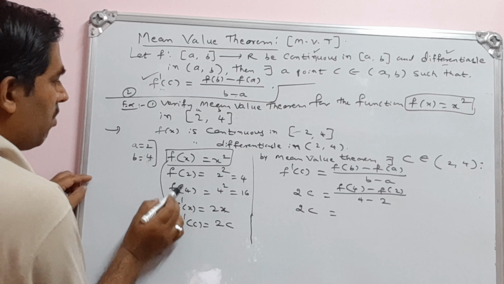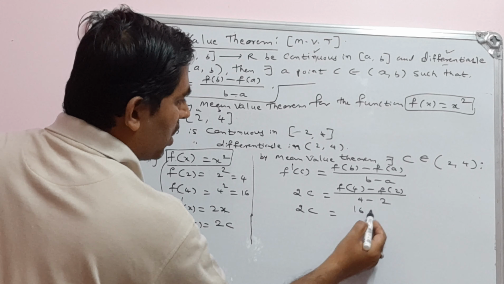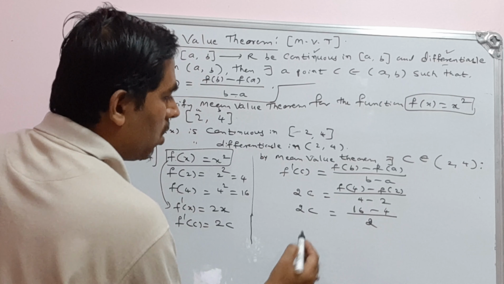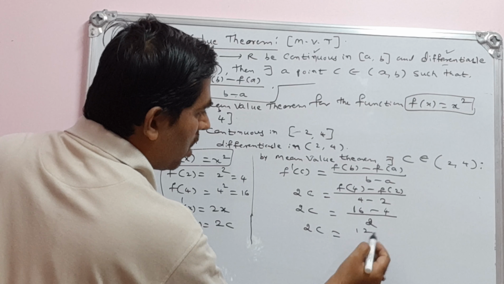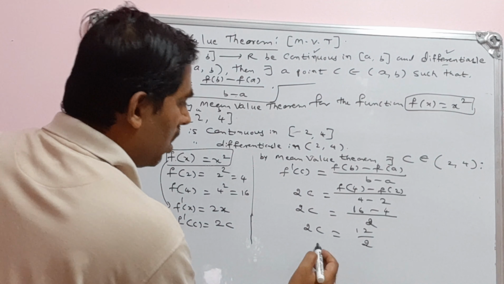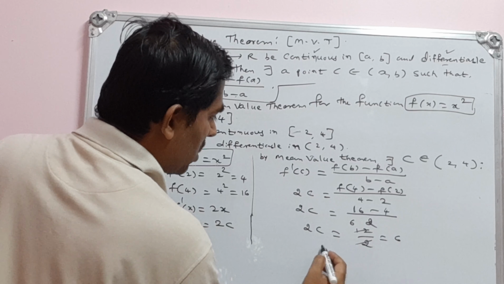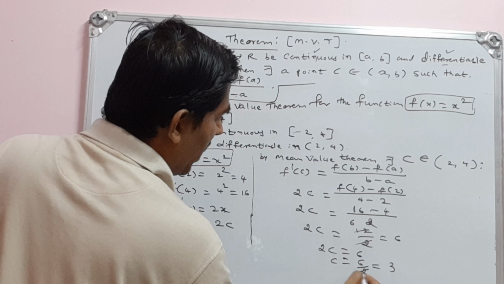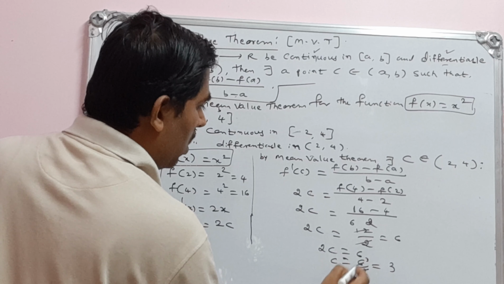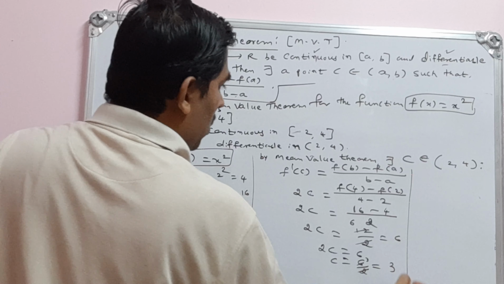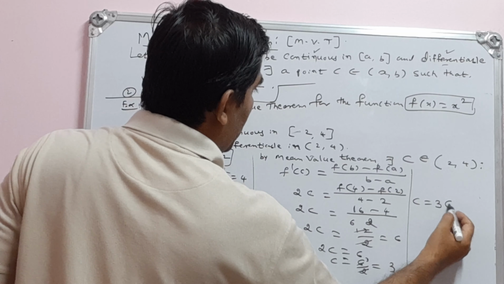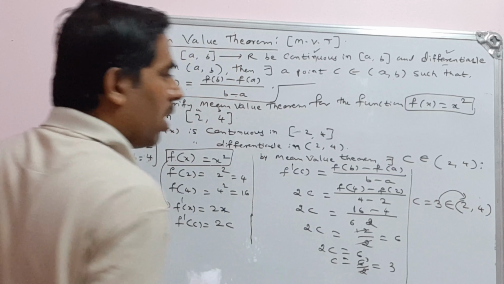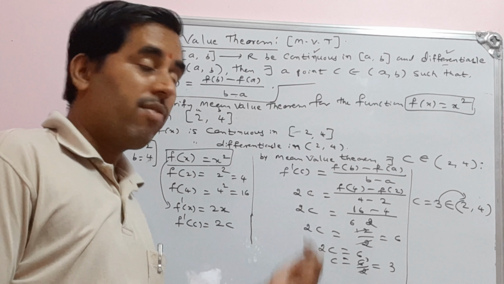Then f of 4 is 16, minus f of 2, that is 4, divided by 4 minus 2, which is 2. So 2c is equal to 16 minus 4, that is 12, so 12 by 2. If I cancel this, I get 6. So 2c is equal to 6, or c is equal to 6 by 2, which is 3. So c is equal to 3, which is in our interval 2 comma 4. So we have verified the mean value theorem.